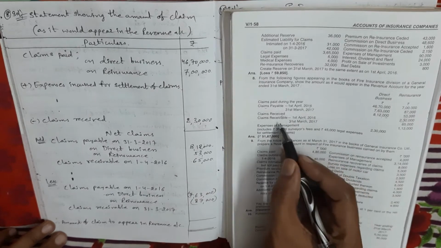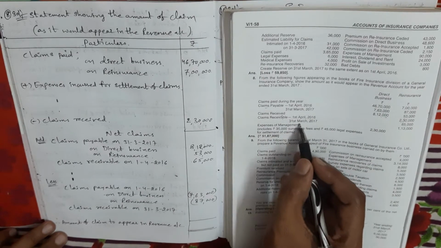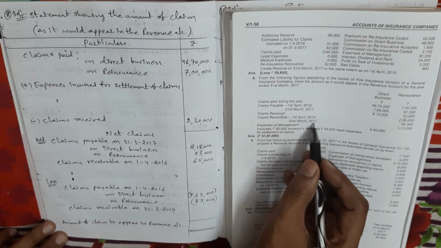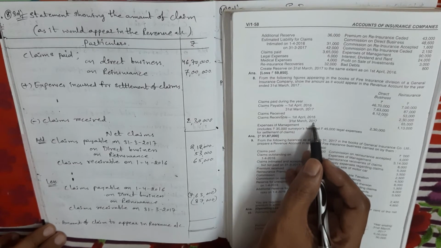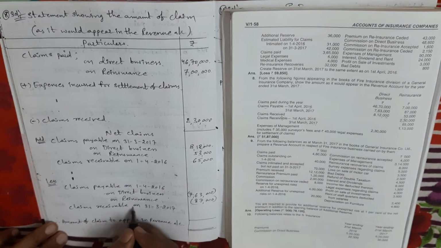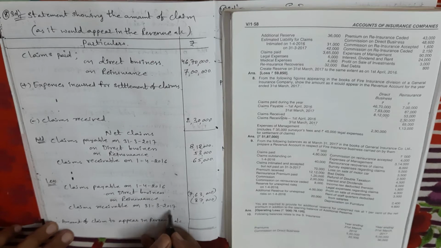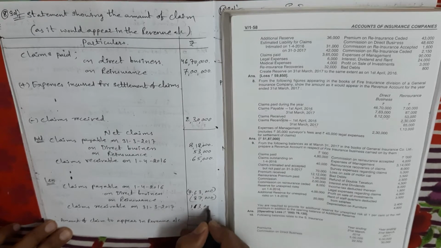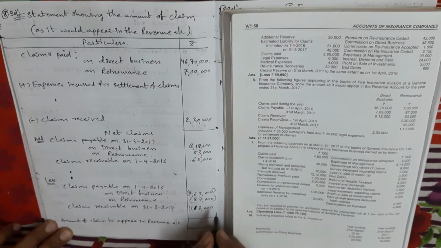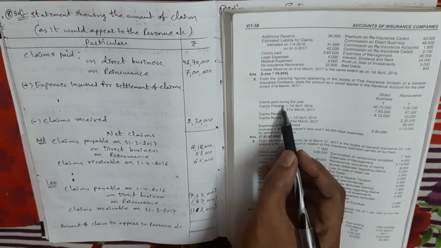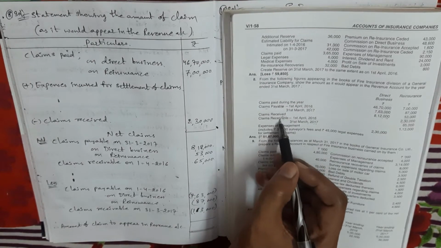Next, claims receivable on 31st March 2017. So 31st March 2017 means at the end of the year. So at the end of the year, we have to deduct claims receivable on 31st March 2017. That means at the end of the year, the amount is 1,13,000 minus. Remember, my dears, claims payable amounts, how to adjust, claims receivable amount, how to adjust.